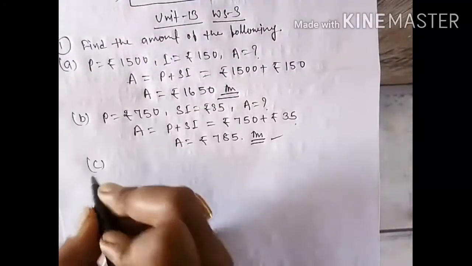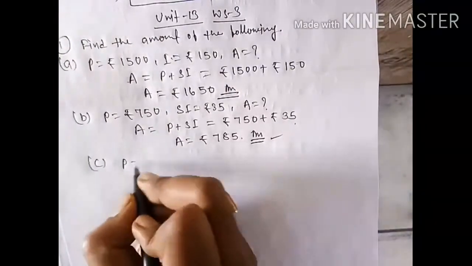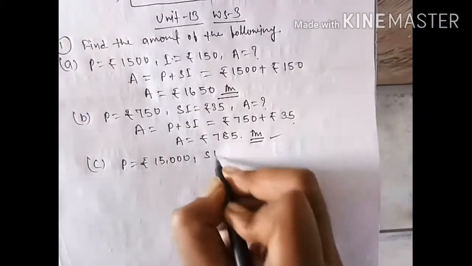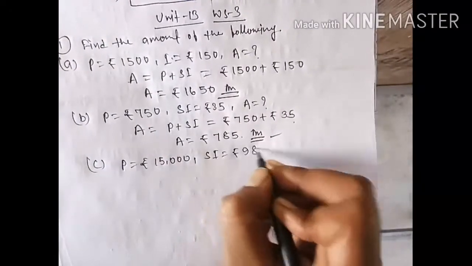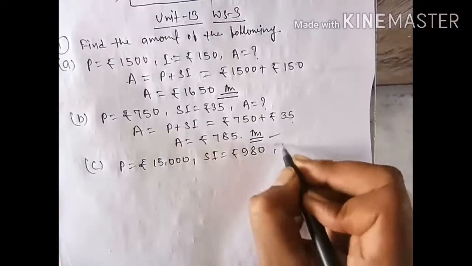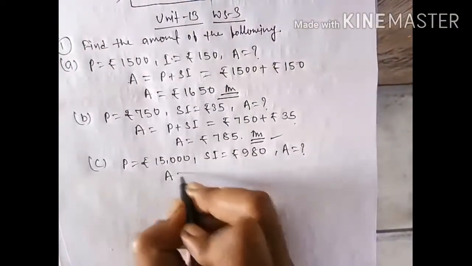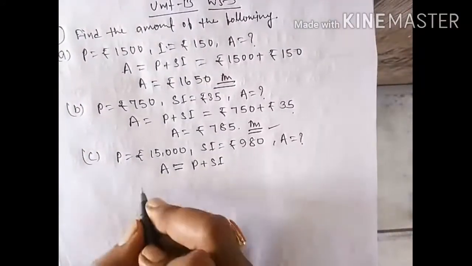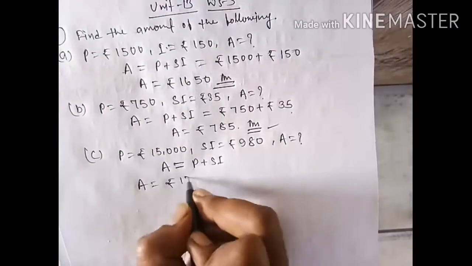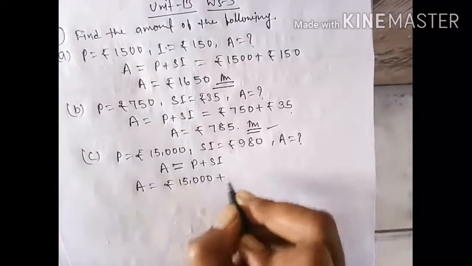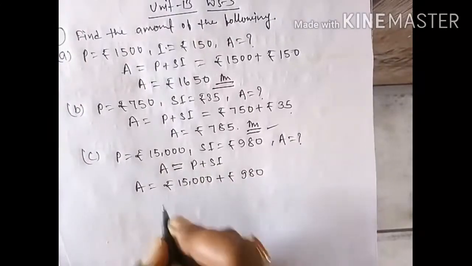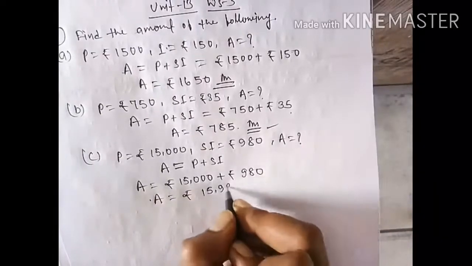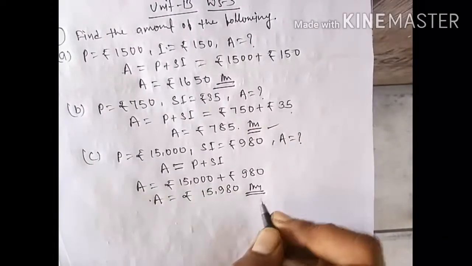Now in question C, principal is rupees 15,000. Interest SI is rupees 980. You have to find amount and we know that amount is equal to P plus SI. So amount is rupees 15,000 plus rupees 980. After adding you get rupees 15,980. This is the answer.